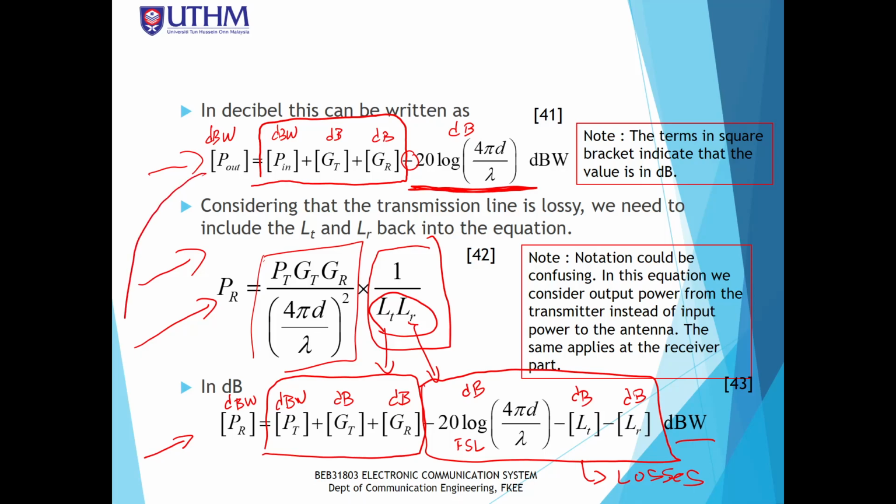P out and PR are related. This P out can also be PR. It will become PR if LT and LR are equal to 0, because there are no other losses here. So P out can become PR if the losses LT and LR are equal to 0. There are no losses on the transmission line, so it is received directly by the receiver.